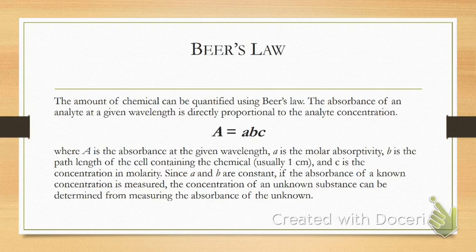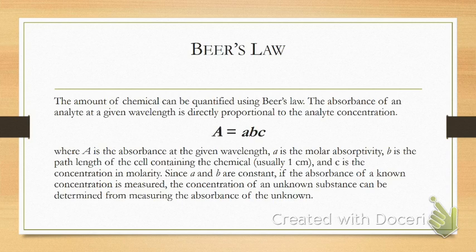All right, so here is Beer's law. It's simple. Big A equals little a b c. A is the absorbance at a given wavelength. Little a is something called the molar absorptivity. It is a constant. b is the path length of the cell containing whatever solution we put in there. Most of the path lengths are usually 1 centimeter, and c is the concentration in molarity.